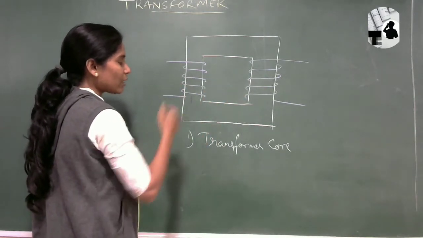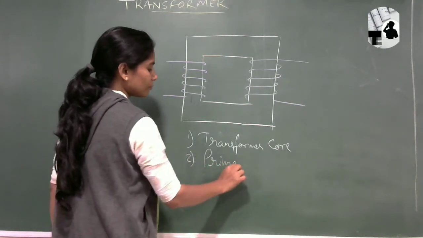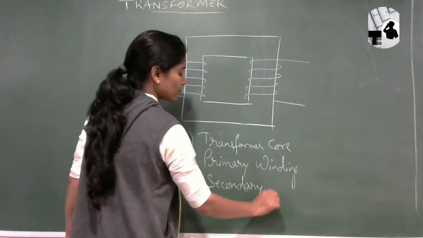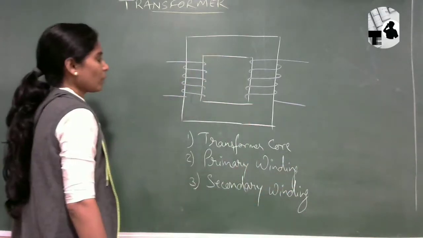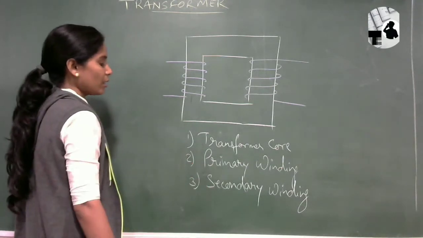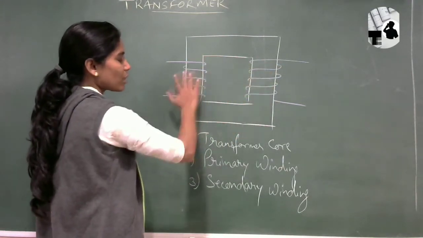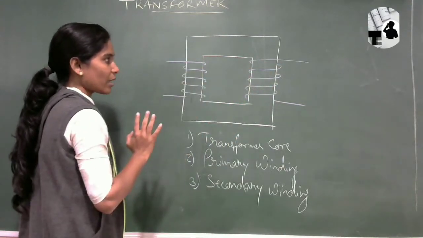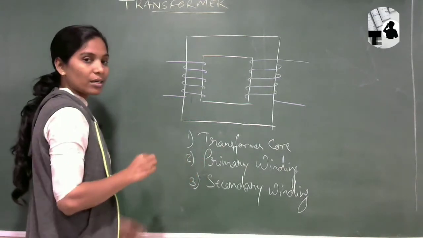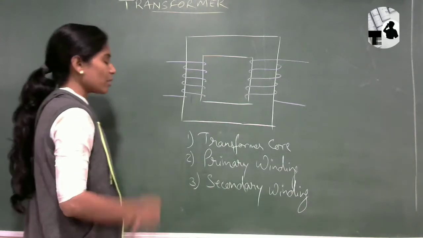Now what is the second terminology we will use? That is the primary winding. The next terminology is primary winding and secondary winding. As we can see, we have two circuits, so one of these will be the primary winding and another will be the secondary winding. What is called the primary winding? The winding which is connected with the supply side is called the primary winding.